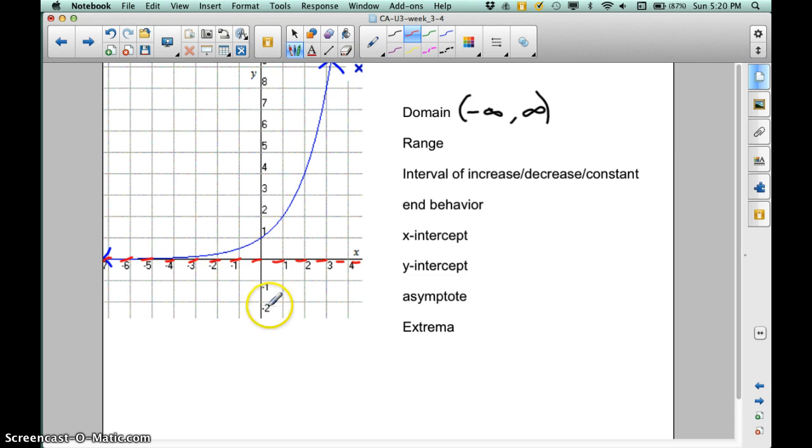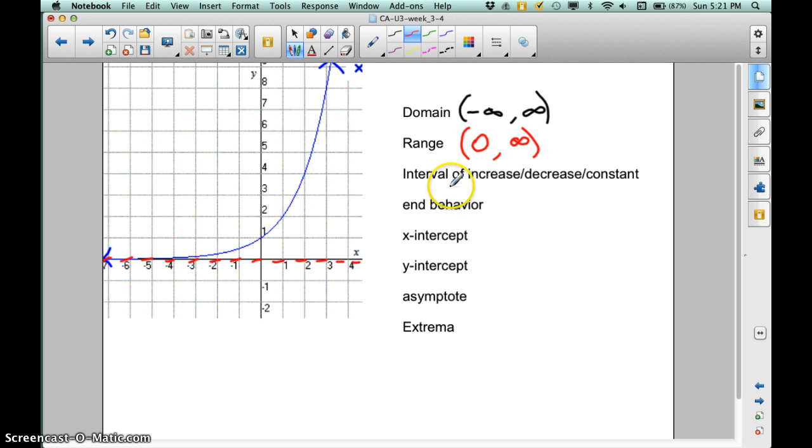And so our range, our possible y values, start at 0, but don't include 0. And so I'm going to use a round bracket. I would use a square bracket if I was including the number 0. And if I work my way up the y-axis, there is an arrow. It keeps on going up, and so that's to positive infinity.